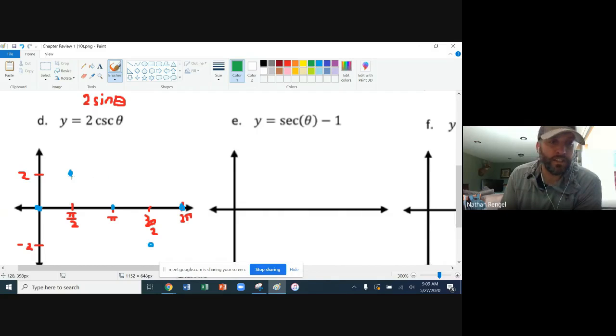Now I'm not going to draw that sine curve. I'm just going to use that to find my asymptote. So wherever sine is 0, that's going to be an asymptote.